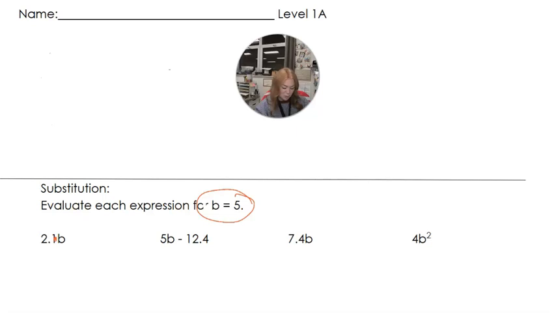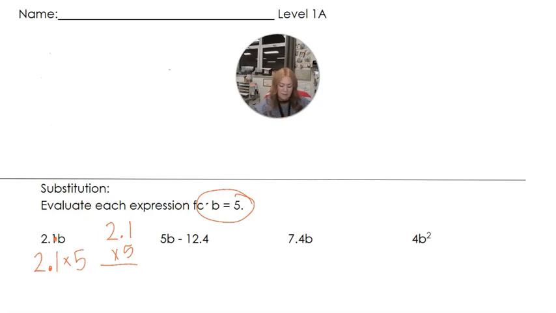So we're taking 2.1 and we're substituting in the 5 for the B. So we need to do 2.1 times 5 to get that answer for the first one. We're going to move our decimal one place.